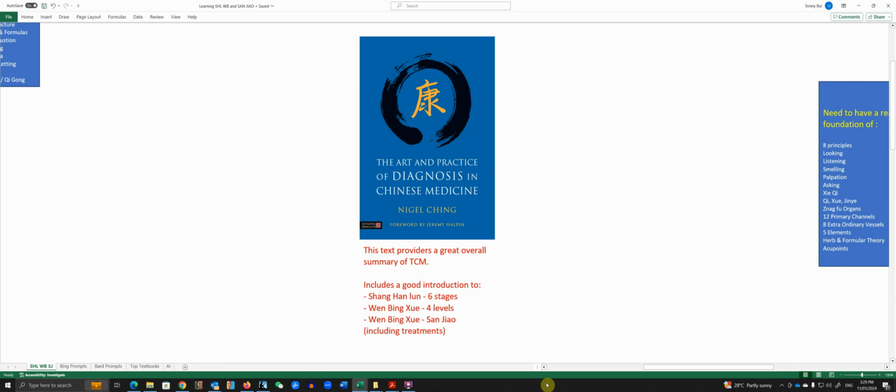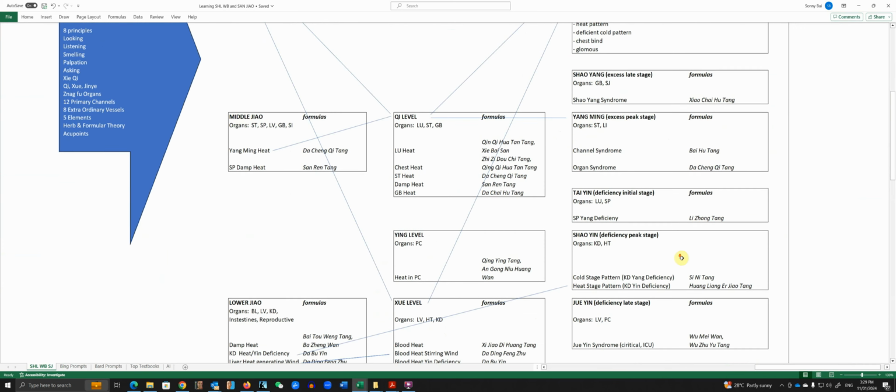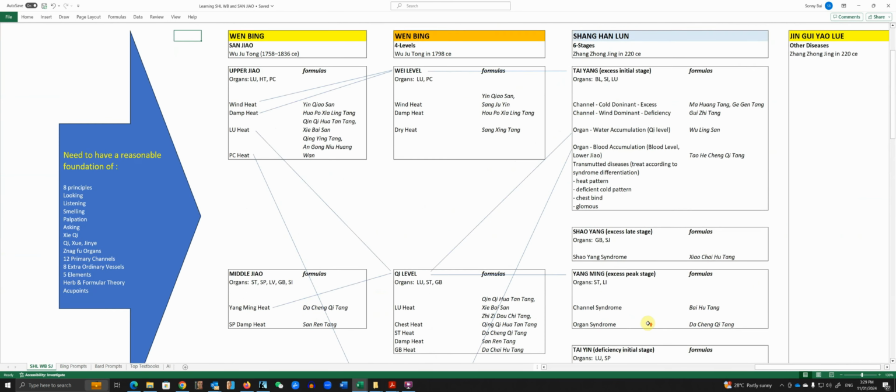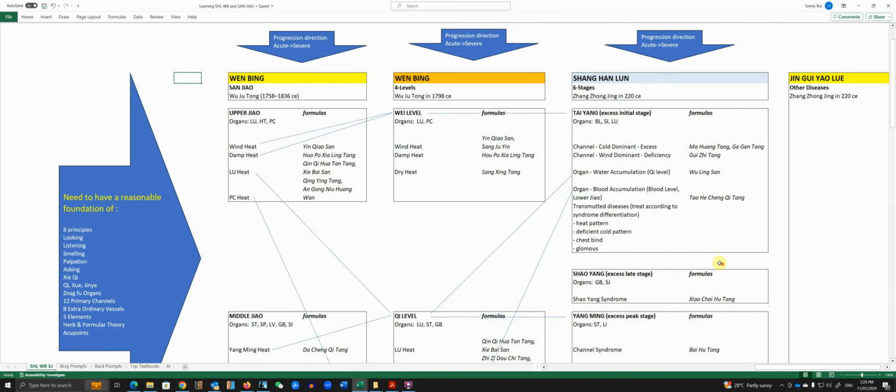If you were to go through the book and summarize the section on Shang Han Lun and Wen Bing, as well as using what you learned in your lecture notes, you will come up with something like this, which again summarizes the vertical streams, as well as the different levels or stages or the three burners and how they relate, how they're similar, how they're different.